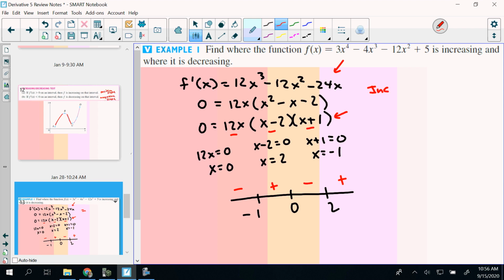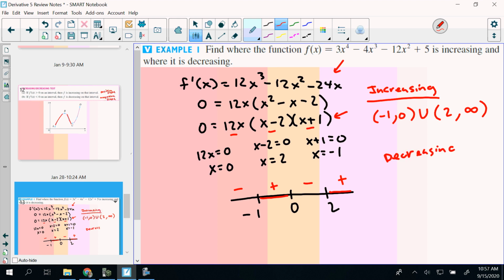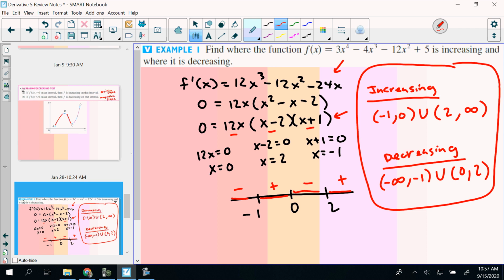Let's start with increasing. That would be on our interval from negative 1 to 0. It was positive here. And also, union now, 2 on, so 2 out to infinity. Where's it decreasing? Those would be our 2 other intervals here. So it's decreasing from negative infinity to negative 1, and also in between 0 and 2. So those would be our places where it's increasing, decreasing.